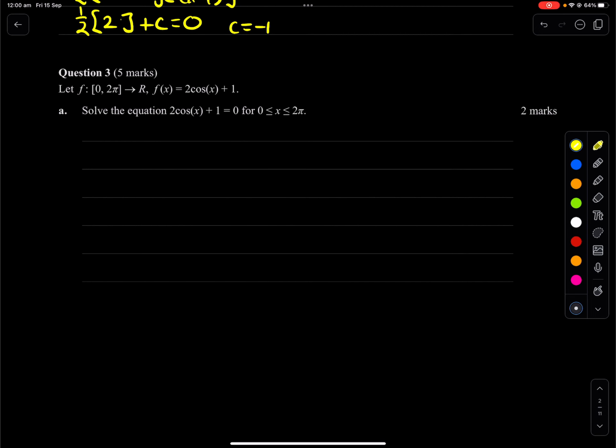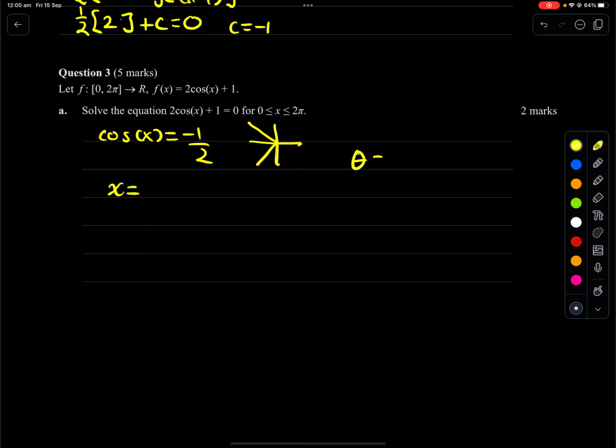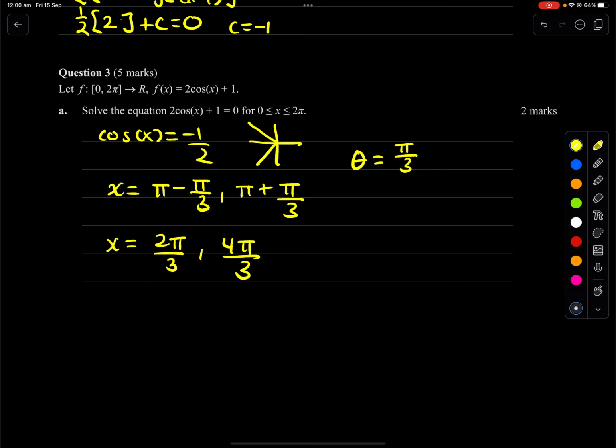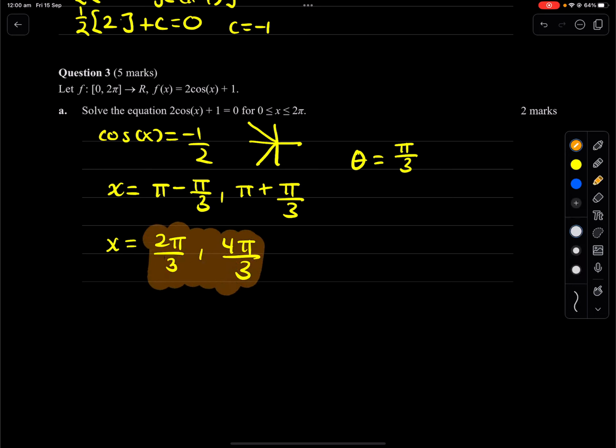Question 3. If f of x is this, solve this. Okay, very nice. So, cos x equals negative half. So when is cos negative? So CAST, it's over here and over here. So x, well, what's our base angle? Well, our base angle for this is pi on 3. So we will have, from 0 to pi, pi minus pi on 3 and pi plus pi on 3. So your x is 2 pi on 3, 4 pi on 3. These are your two x values. Alright.